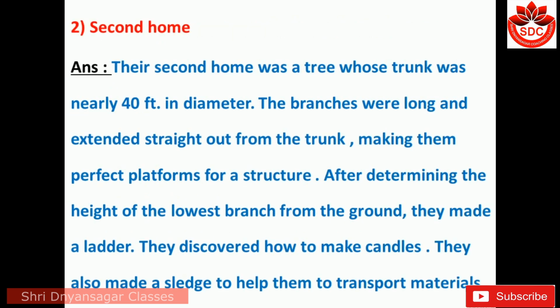Second home. Answer. Their second home was a tree whose trunk was nearly 40 feet in diameter. The branches were long and extended straight out from the trunk, making them perfect platforms for a structure. After determining the height of the lowest branch from the ground, they made a ladder. They discovered how to make candles. They also made a sledge to help them transport materials.